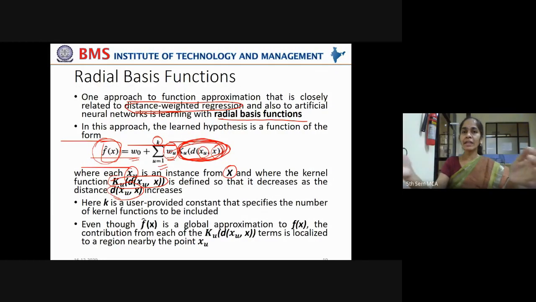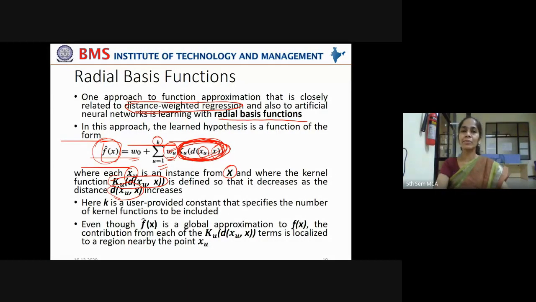Now for all the nearest neighbors of the new instance, this kernel function will increase. Why? Because the distance has reduced. You're considering only nearest neighbors. In such case, the kernel function's value will increase. Okay?